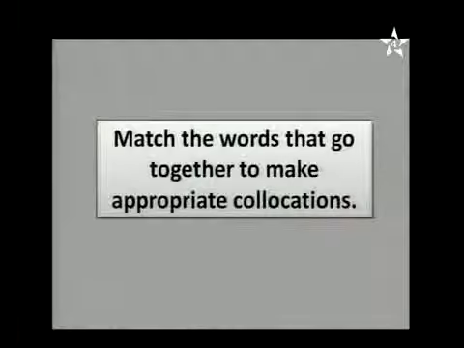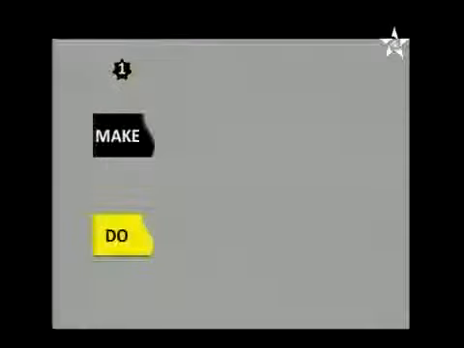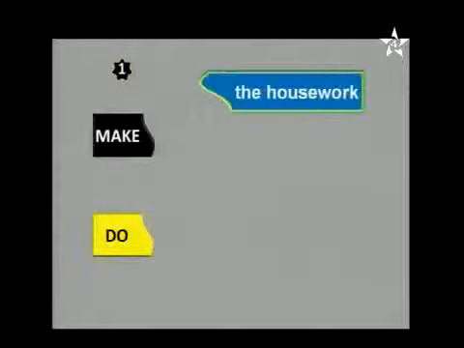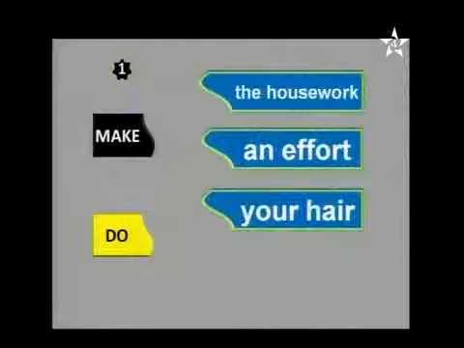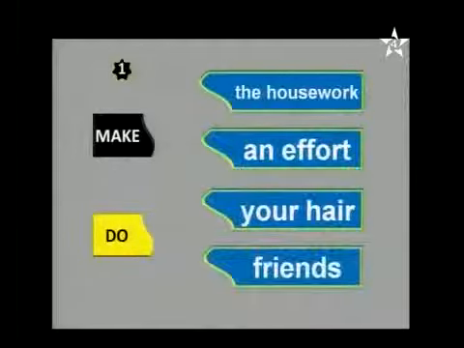Okay, so please match the words that go together to make appropriate collocations. First set, make or do the housework. Make or do an effort. Make or do your hair. Make or do friends.